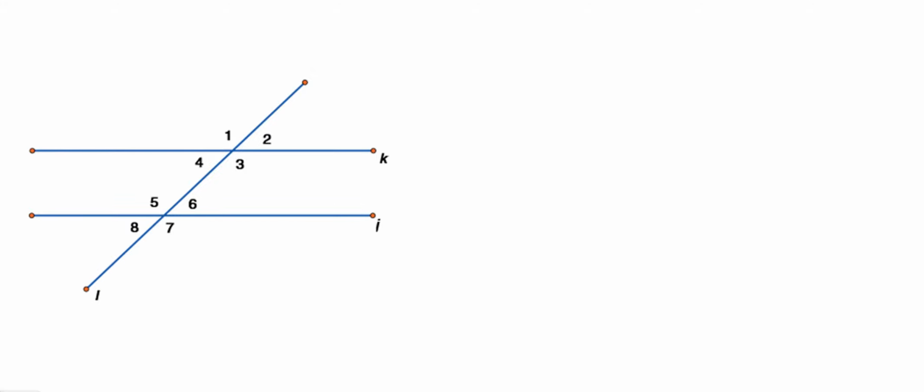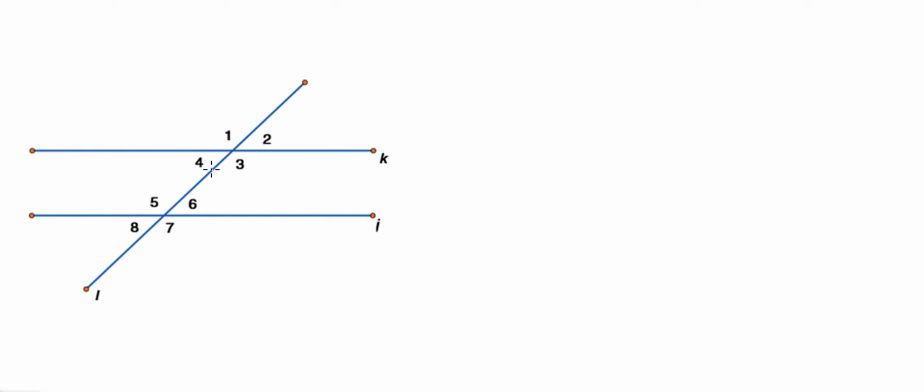Now, topic the second, parallel lines and transversals. So look at the diagram I have here. What you see here are lines J and K being intersected by a single line, and we call this line the transversal. Now, this transversal, as you can see, makes 8 angles as it crosses through these two lines.